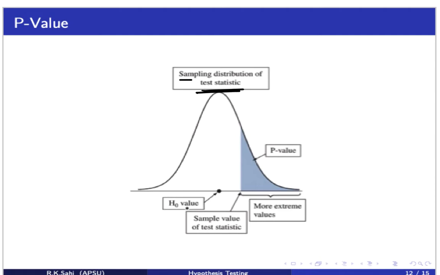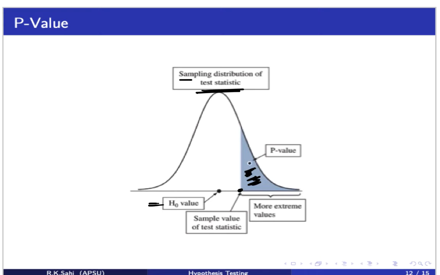So this is the H0 value. And we're assuming here it's a normal distribution. That's why I'm drawing it over here. So the H0 value is basically the average, the mean of the test statistic. And then we take a random sample. That's the random sample value, say. And if the p-value comes beyond that, these are some extreme values.